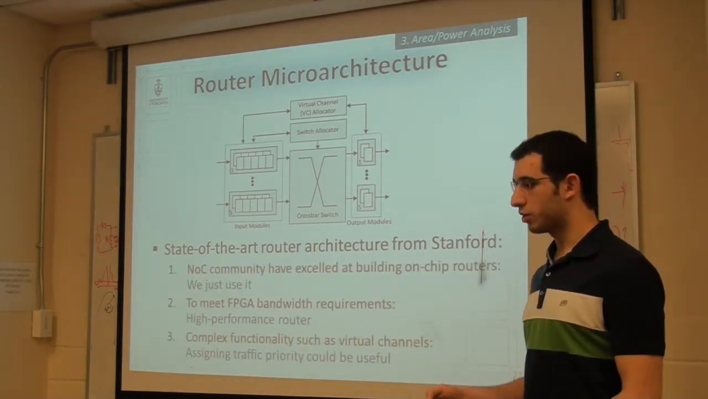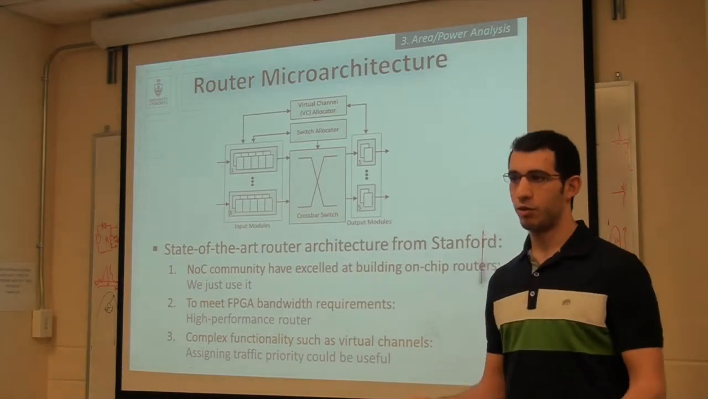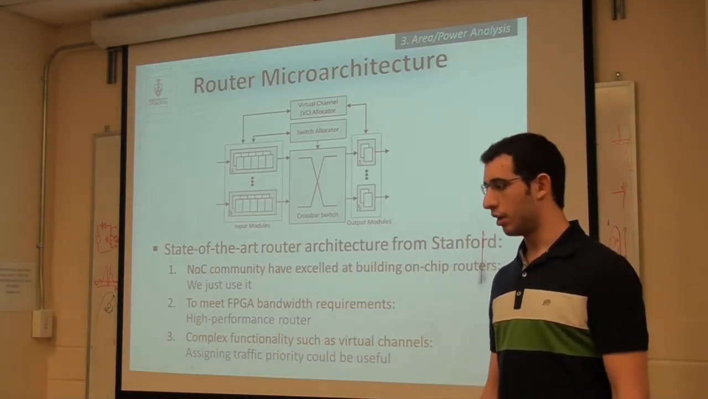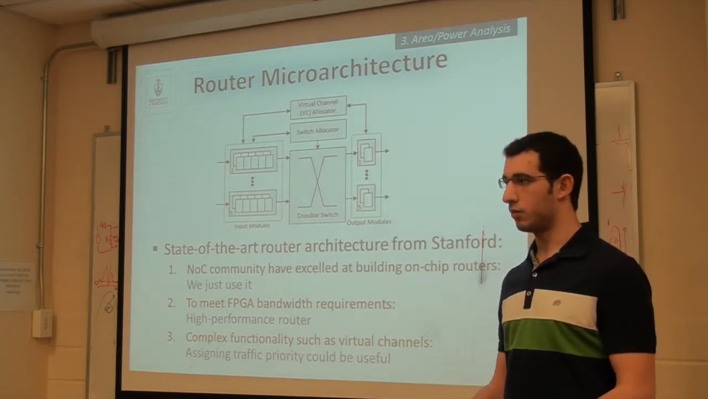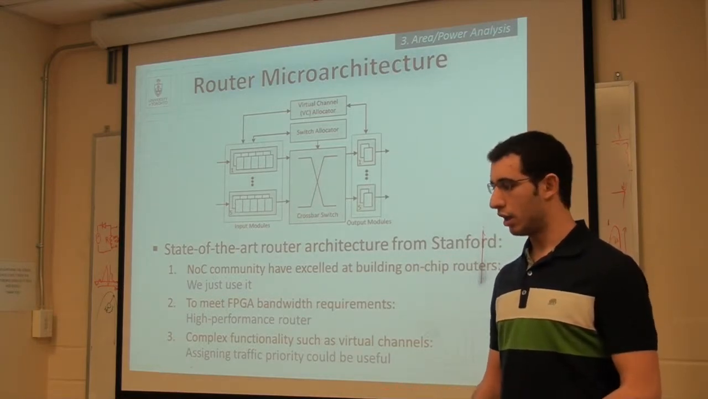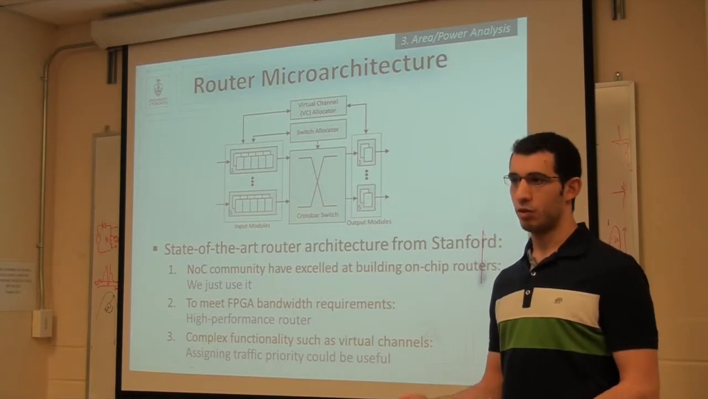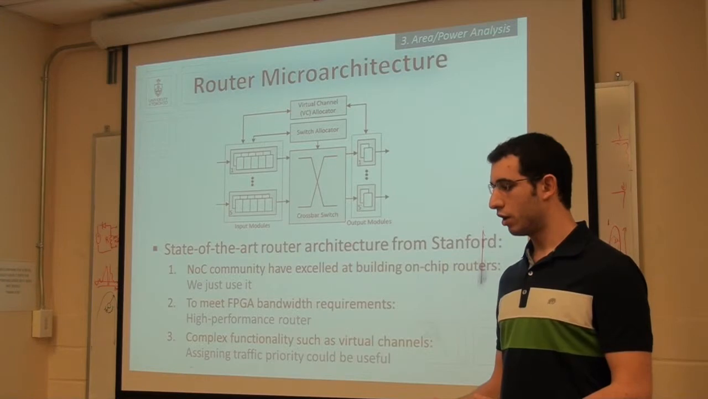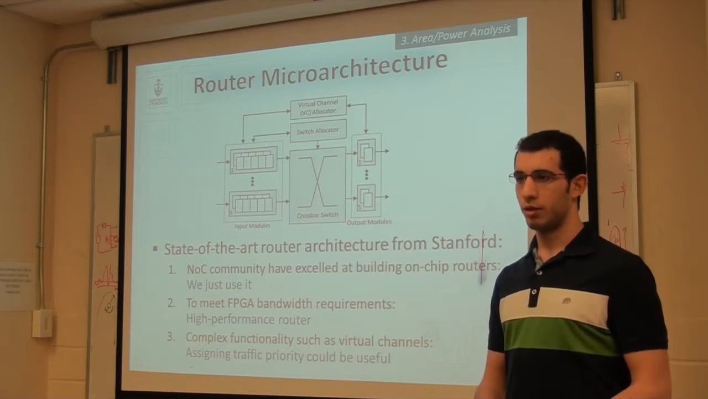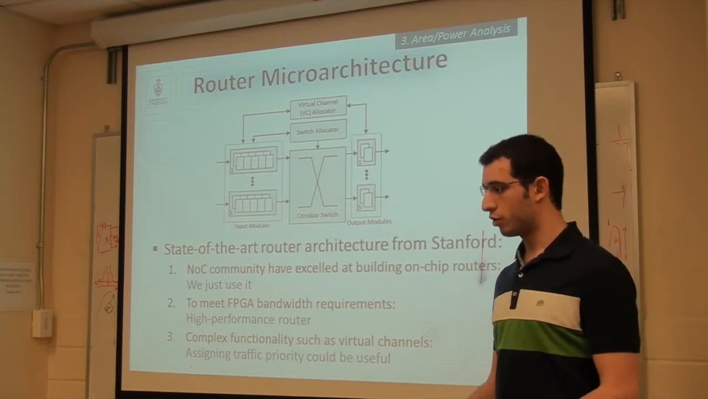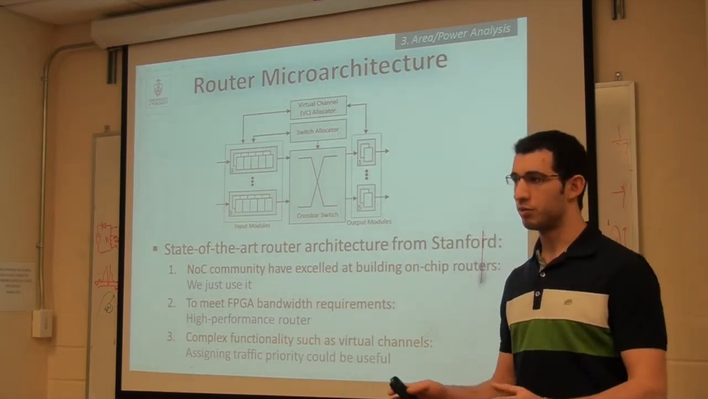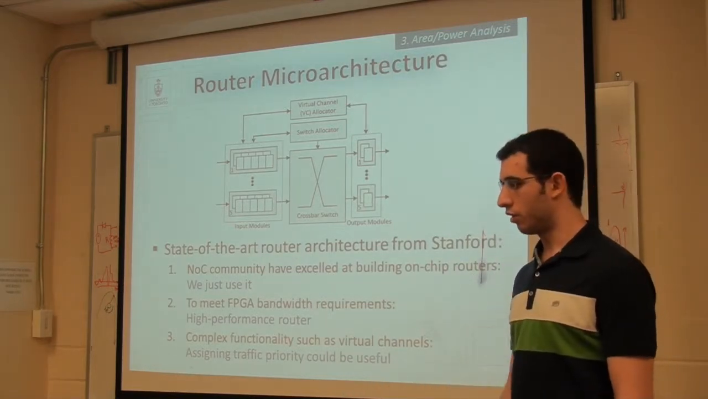The NOC community have excelled at building routers, so we just use what they have. We configure it as a high performance variant of that router that has virtual channels and other things. That is to meet the high performance requirements of the FPGA, and also because things like virtual channels can be used in assigning traffic priorities, which may be useful for FPGA designs. So we use a high performance, full featured router in our experiments.